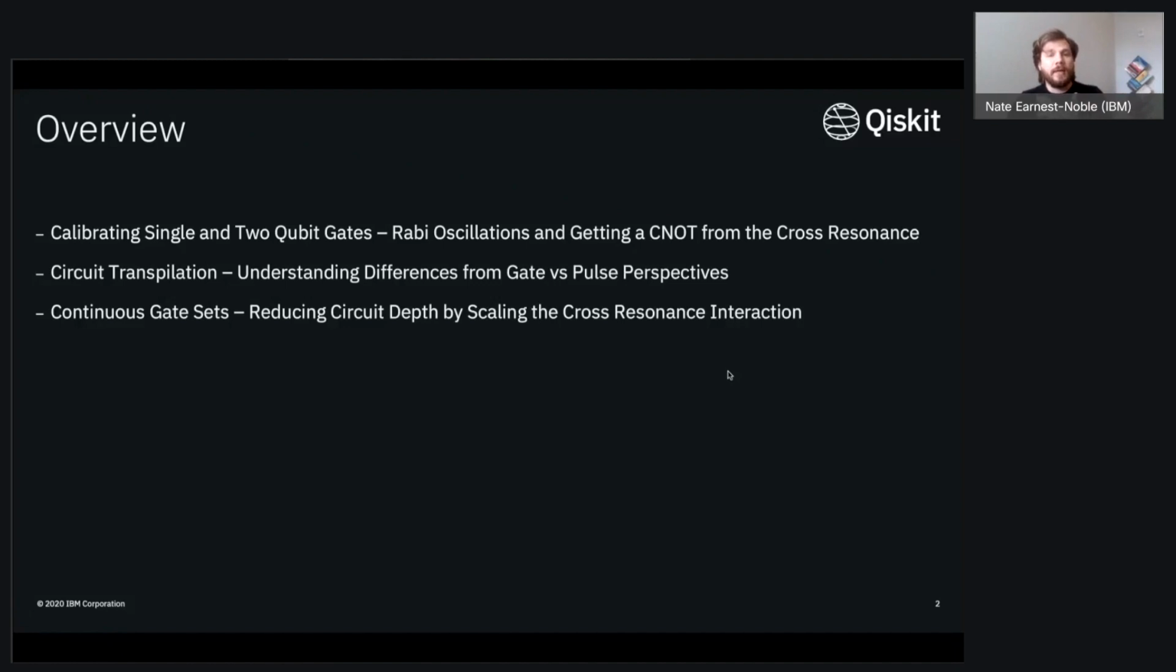Lastly, I'll finish off with discussing this idea of continuous gate sets, namely a way in which you can take that cross-resonance interaction, which is what we use for a two-qubit gate, and scale it in a careful manner such that you can get a continuous set of gates from that cross-resonance pulse and have a more efficient implementation for certain gates for a quantum circuit, with the hopes of revealing how this is specifically useful for quantum machine learning. So with that said, let's go ahead and jump in.